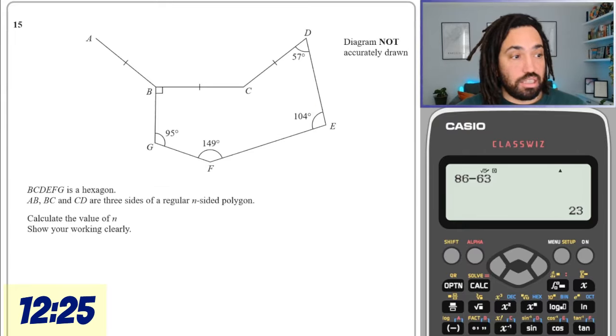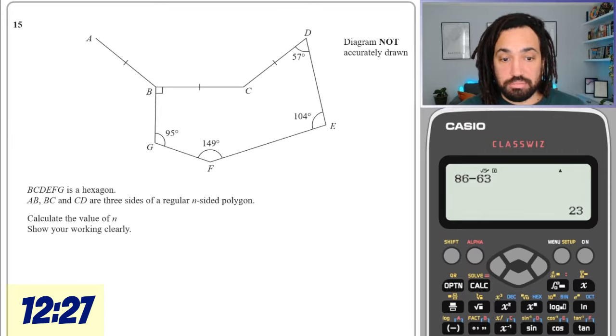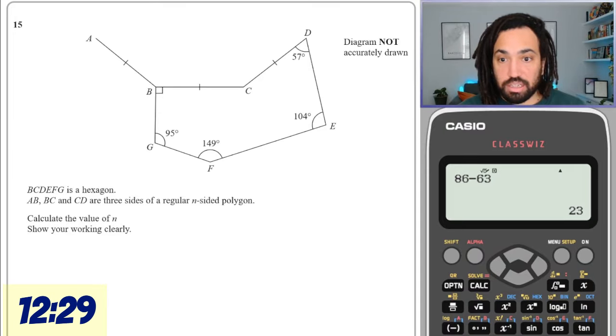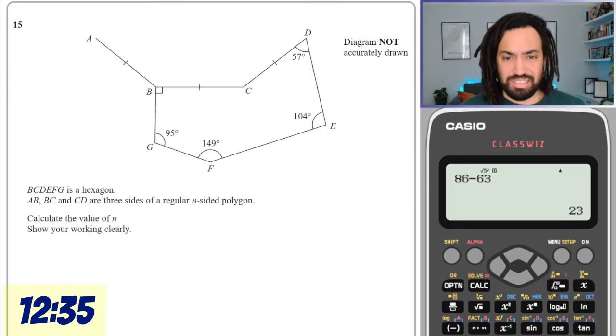We've got a hexagon. Calculate the value of n. I can't find, where's n? Oh, what?